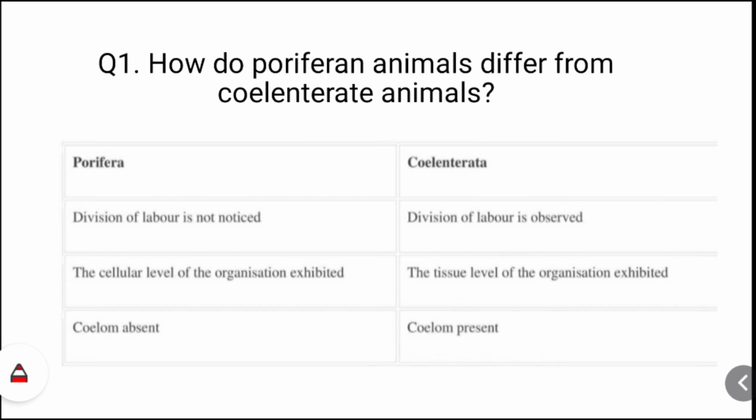Number 1, how do poriferian animals differ from coelenterate animals? Point one, division of labor is not noticed; here, division of labor is observed. Second point, the cellular level of organization is exhibited; here, the tissue level of organization is exhibited. Third, coelom absent; here, coelom present.